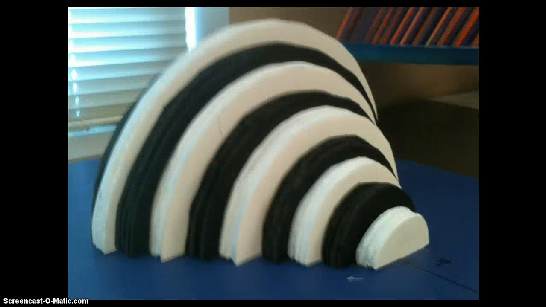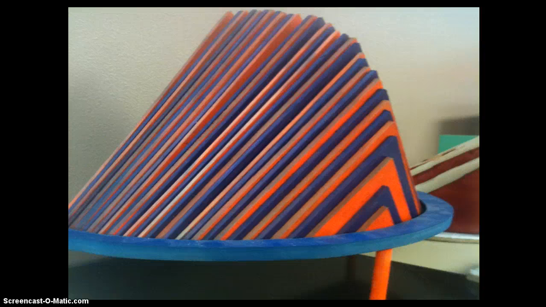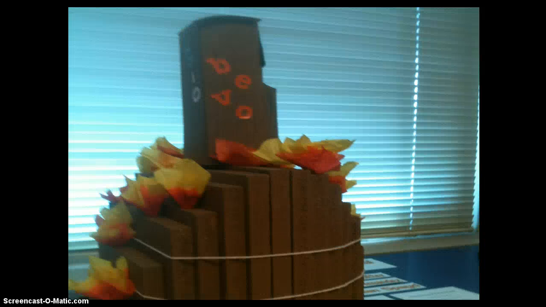Here's another one made out of wood or plywood with a circular base and semicircular cross sections. And here, equilateral triangles again. This one had a semicircular base. And the one that had the highest grade this year is the Aggie Bonfire, with their burning desire to receive an A on this project.